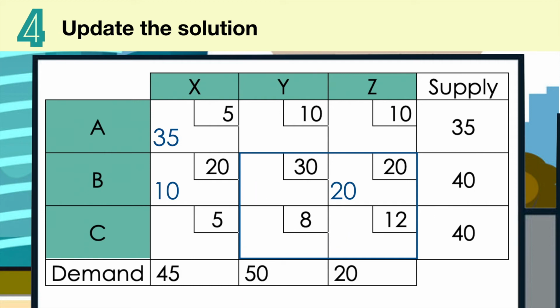30 minus 20 is 10. 20 plus 20 is 40. 20 minus 20 is 0. The solution is as follows.